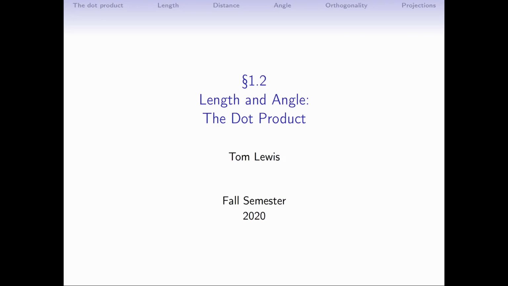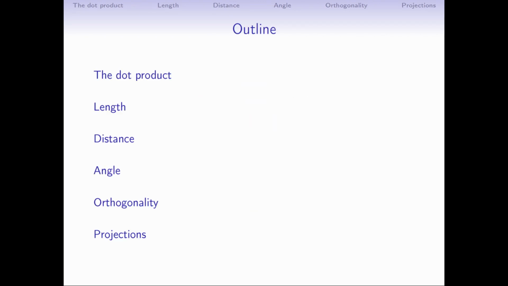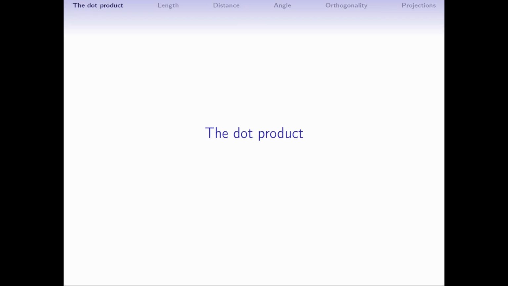Welcome back. This will be a video lecture on section 1.2, length and angle, the dot product. I've broken this section up into 6 subsections: the dot product, length, distance, angle, orthogonality, and projections. I'm going to cover these first 3 topics in this video lecture, and I will save angle, orthogonality, and projections for a second video lecture. So let's begin with the dot product.